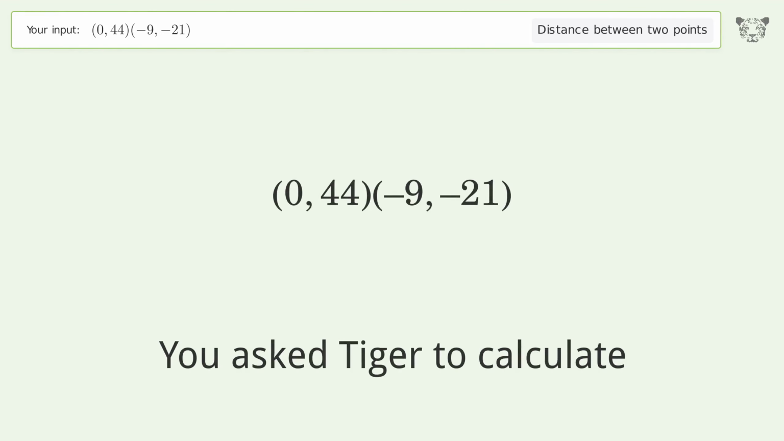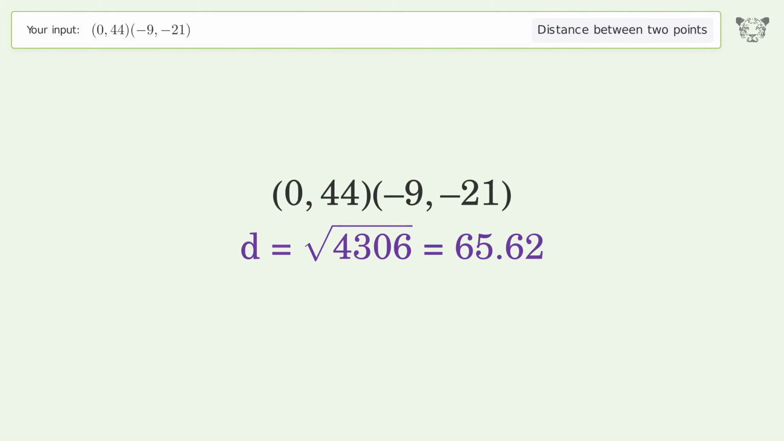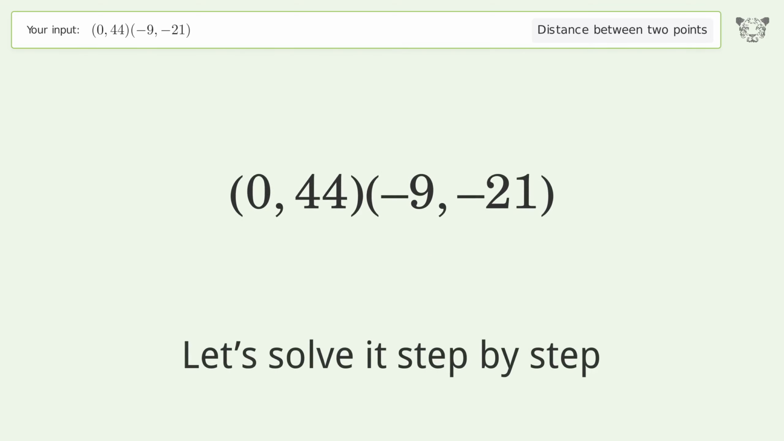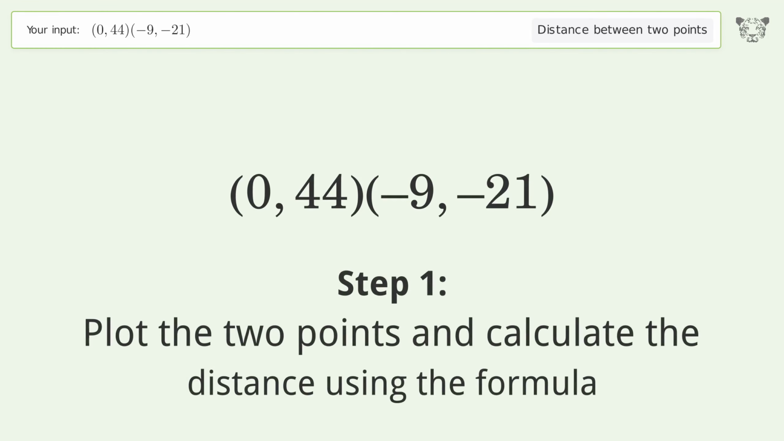You ask Tiger to calculate. This deals with the distance between 2 points. The distance between the 2 points is the square root of 4,306, or 65.62. Let's solve it step by step. Plot the 2 points and calculate the distance using the formula.